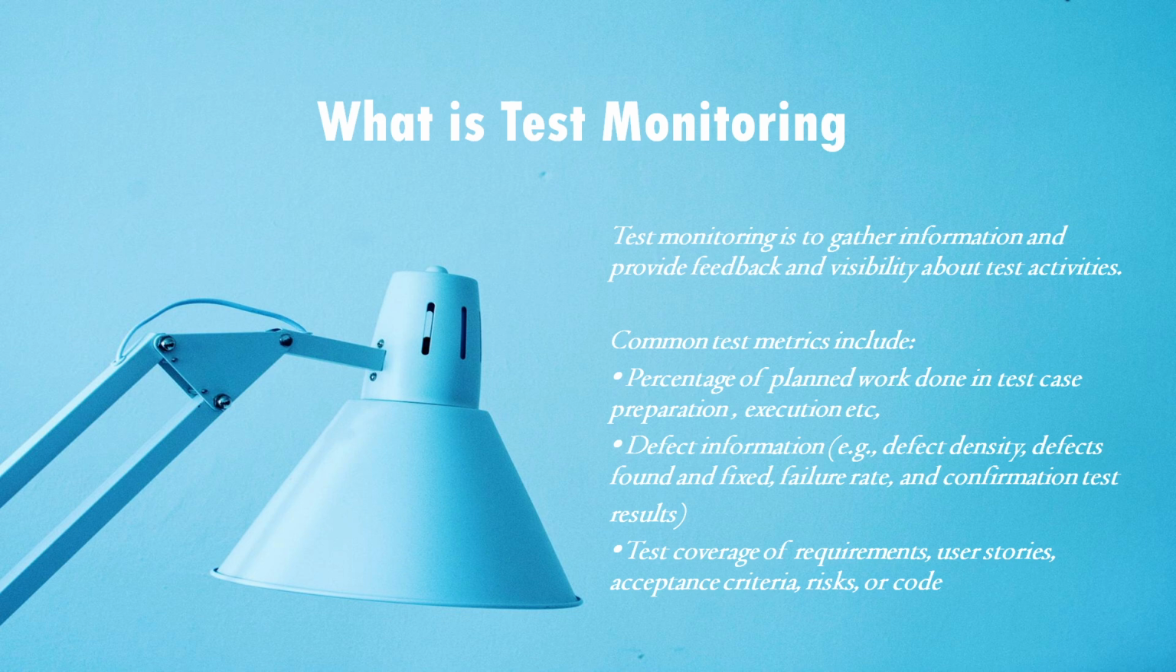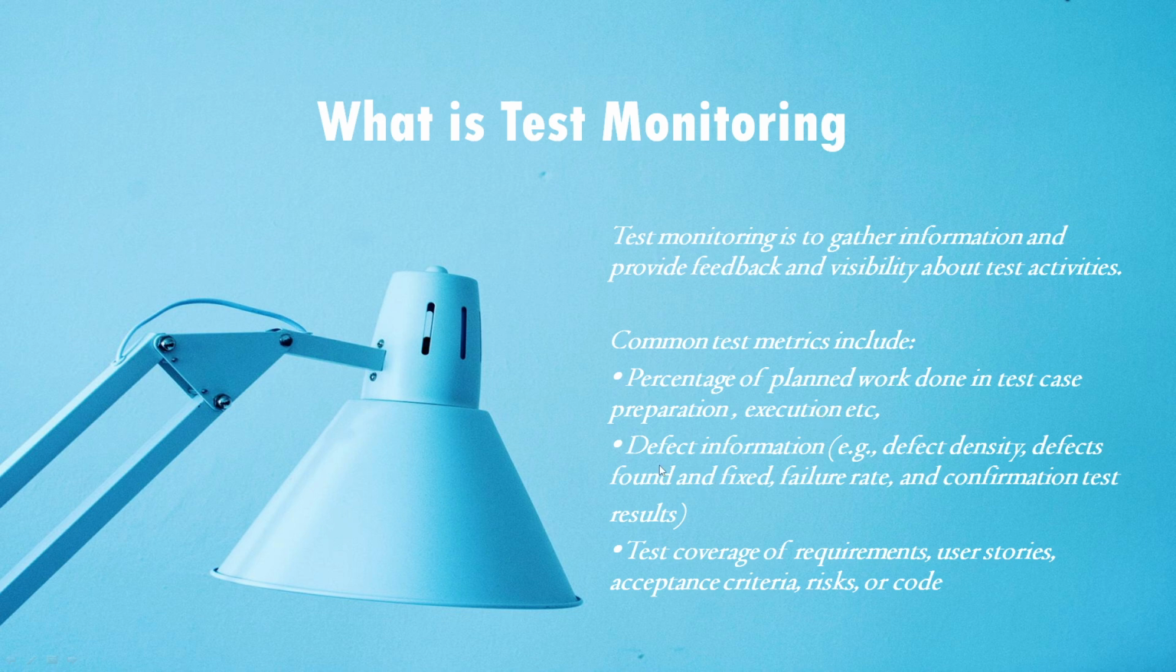We can't simply say, yeah, 20% of testing is done. We cannot say like that. So we need to have some metrics, some data, some analysis. How will we monitor it? There are lots of metrics that you can use, like charts or flow charts, tool-based charts. A few metrics are the percentage of planned work done in test case preparation, execution, etc. How much work has been done in test preparation and execution? So you can monitor that.